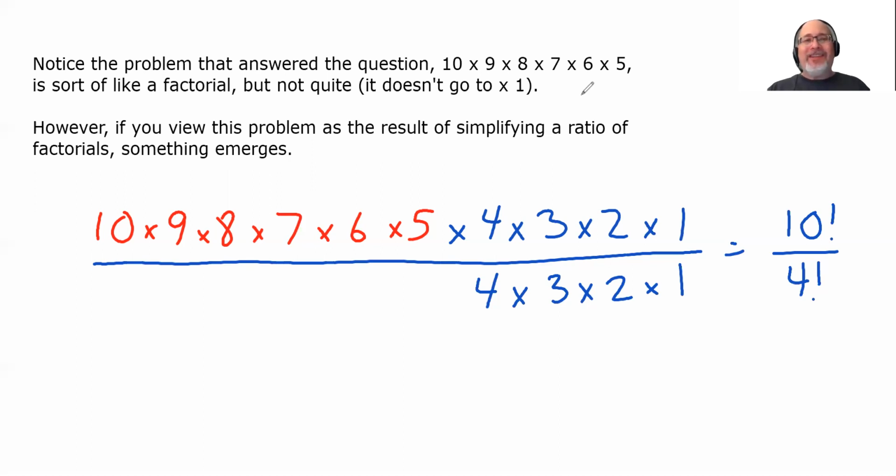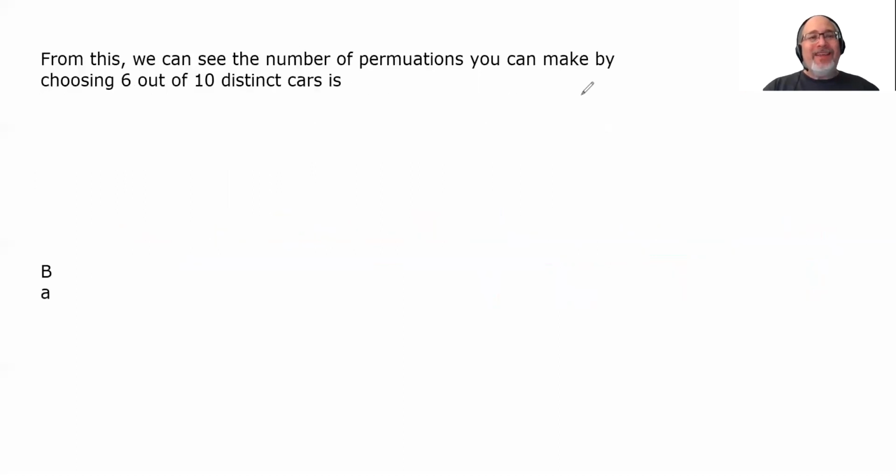So a problem like 10 times 9 times 8 times 7 times 6 times 5 is not a factorial by itself, but it can be viewed as a ratio of factorials. From this, we can see that the number of permutations you can make by choosing 6 out of 10 distinct cars is equal to 10 factorial over 4 factorial. Because if you roll it out, you would cancel everything from 4 downward and be left with 10, 9, 8, 7, 6, 5.